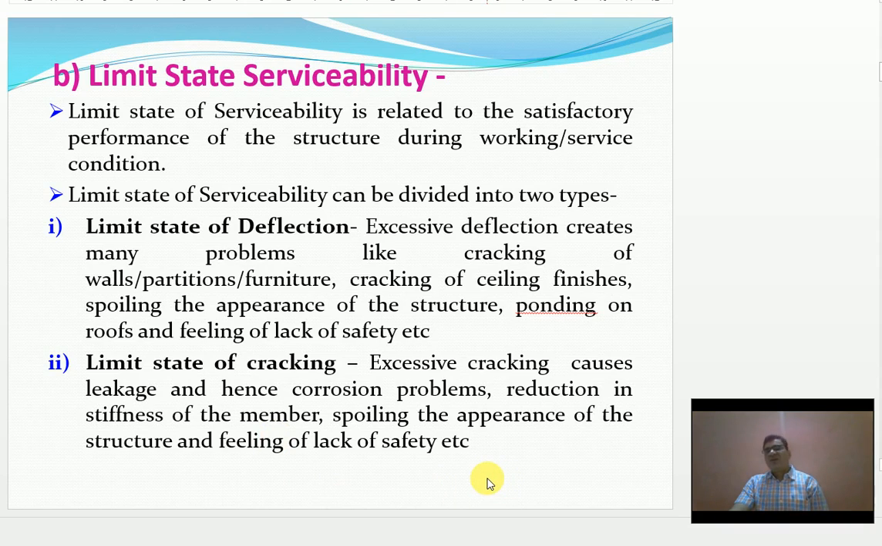Now, how to ensure this limit state of cracking? So in IS code, again, the control is given on crack width. The strain in the concrete is restricted to 0.0035. Normally when we design a beam under flexure, we design it as a cracked member, but the limits are given for the crack width. The checks are given in IS code against the crack width.